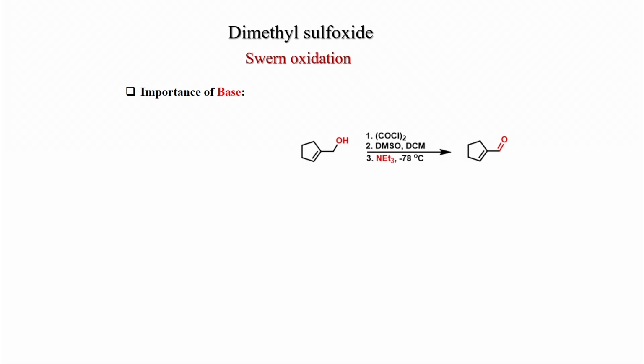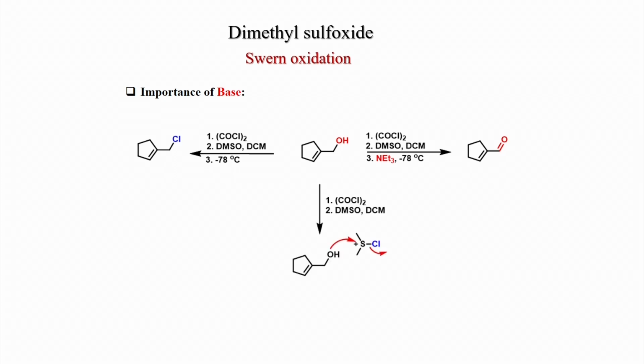Suppose you use this allylic alcohol as the substrate, and under Swern oxidation conditions, oxalyl chloride, DMSO, dichloromethane, triethylamine, minus 70 degree centigrade, you get the alpha beta unsaturated aldehyde. On the other hand, if you do not put triethylamine, the base, then what happens? Under similar conditions like oxalyl chloride, DMSO, DCM and minus 78 degree centigrade, you get the allylic chloride.